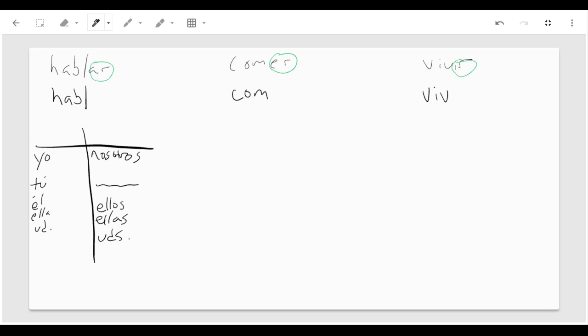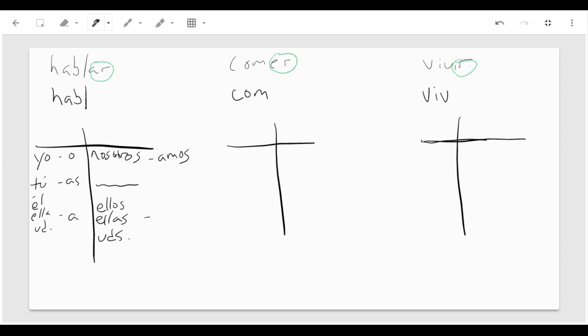All right, so the next thing that we need to do is figure out our endings for all three of these verbs. I'm not going to write the pronouns and the persons on the other two charts, but for the yo form, it's o. Tú form for AR verbs is as. Third person singular, a. Nosotros is amos. And then ellos, ellas, and ustedes is an, right?